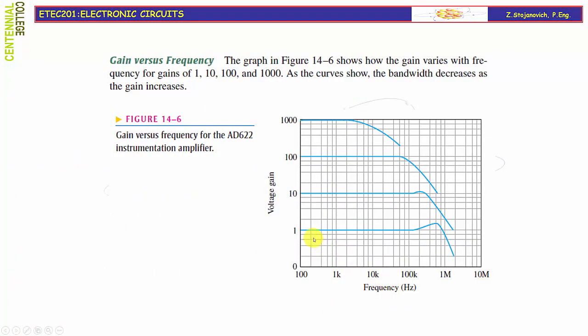You can see here, if you have a low voltage gain, then the bandwidth is fairly large. However, if you keep on increasing that, we are shrinking the bandwidth, and for instance at the 100 voltage gain level, it will be only a few kilohertz.